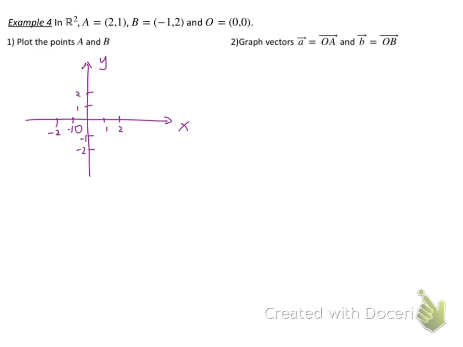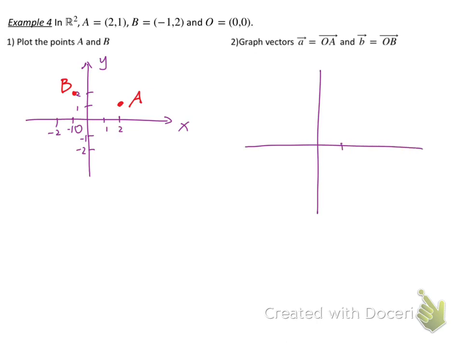A will be (2, 1), which is here. Use another color. That's A. And B is (-1, 2), which is here. B. And O is (0, 0), of course, which I didn't ask you to plot. Okay, so that's my A and B. Now graph the vectors. Vector A is OA and vector B is OB. So actually you are going to do exactly the same thing.